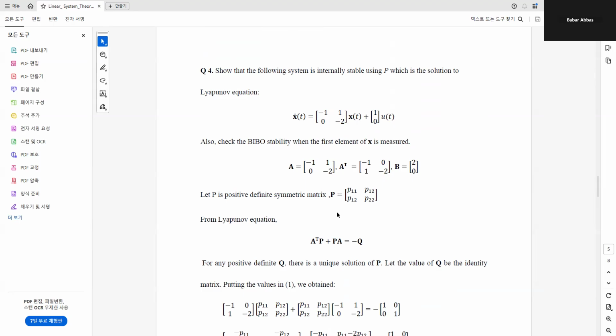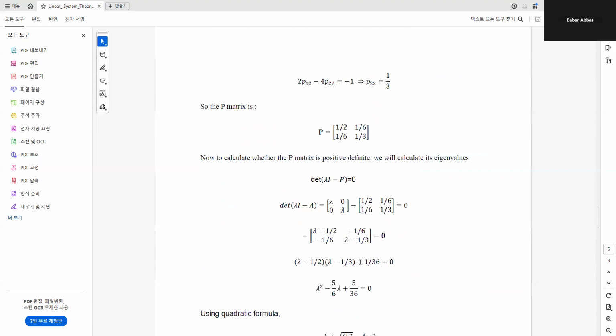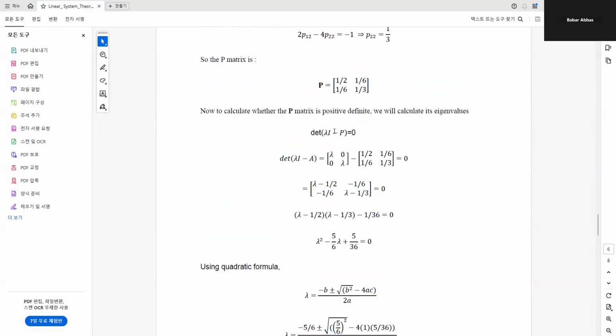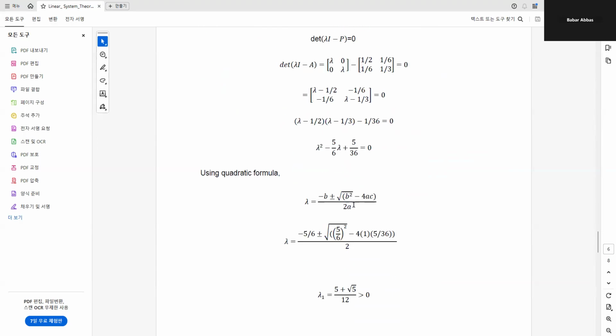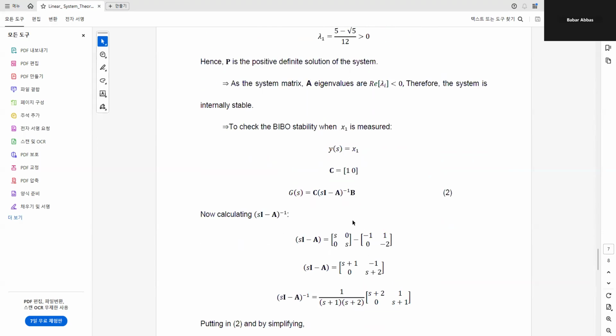For asymptotic stability, the eigenvalues should be less than or equal to 0, and these are. This is the condition. So this shows that all the poles of the system are strictly negative. As the eigenvalues of the system matrix A are real, all the real parts of the eigenvalues are less than 0. Therefore, the system is internally stable.